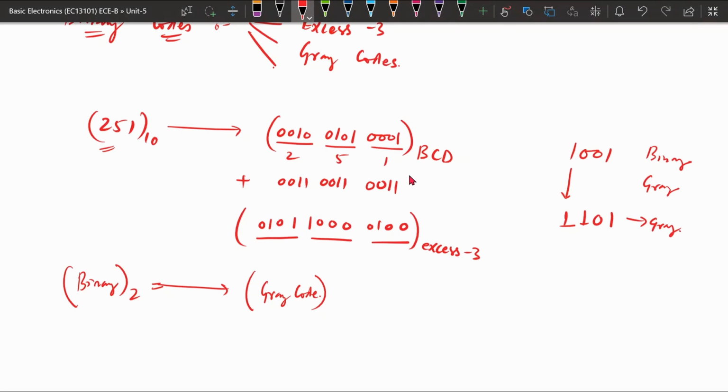The advantage of gray is, if we compare these two numbers, we can see that only one bit changes. Only one bit will be changing between these two representations. If the next gray code comes, it will be only one bit change from the previous gray code. So this is the advantage of gray code: it reduces the power dissipation.